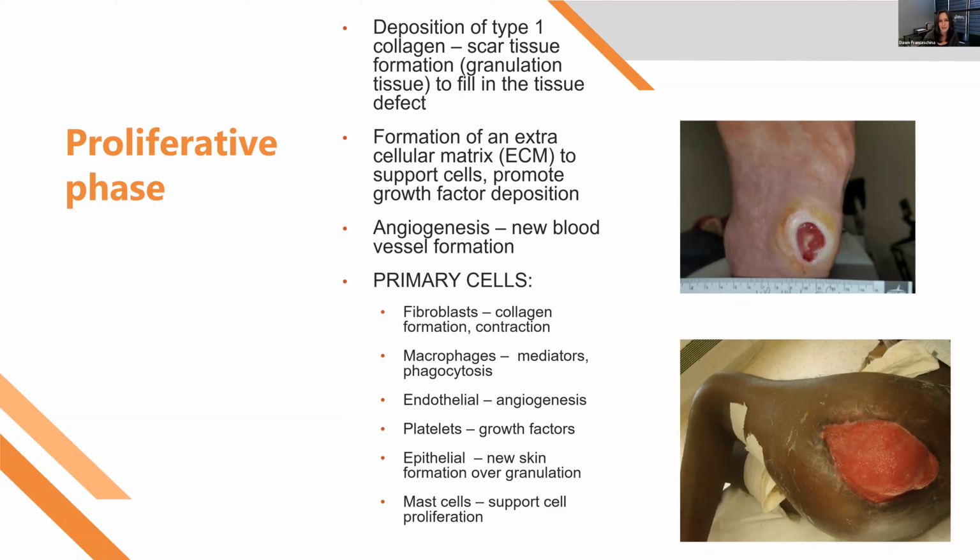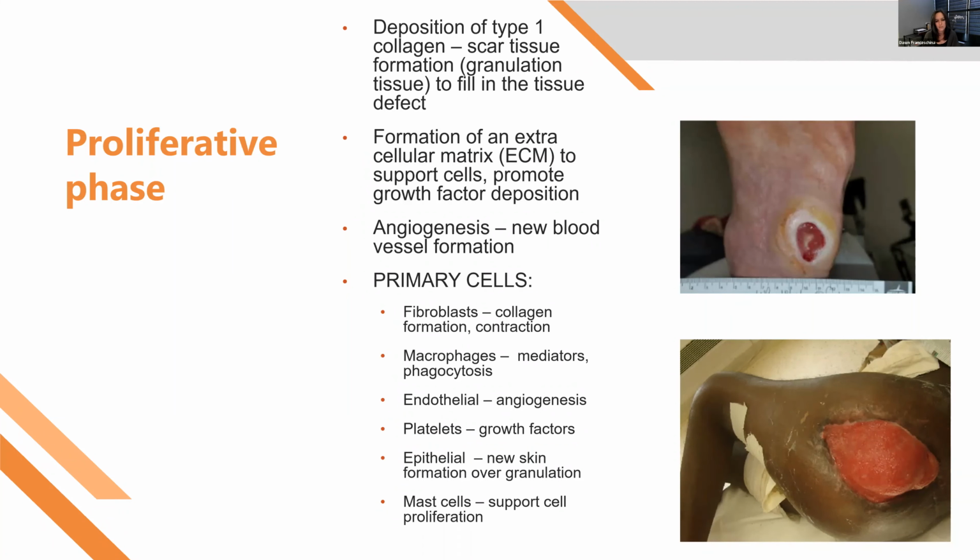The primary cells involved in this phase are going to be fibroblasts. They're the ones doing most of the collagen formation in the wound, depositing that type 1 collagen. And they're also helping to contract that wound together from the edges in towards the middle. Those are called myofibroblasts, myo meaning muscle. They're helping to pull those wound edges together.